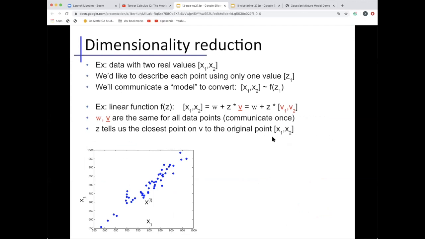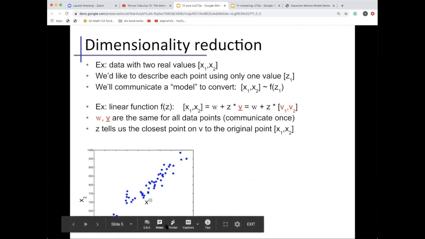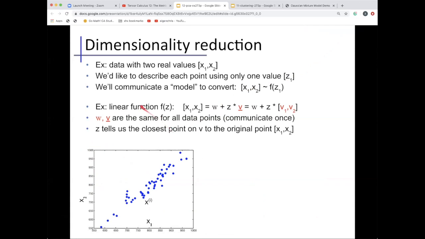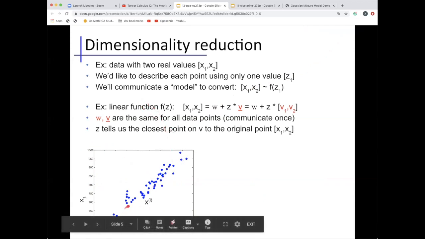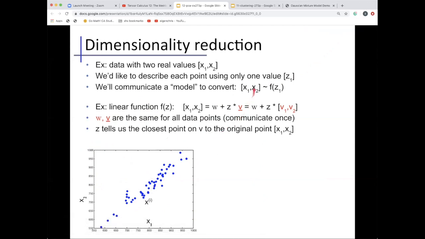So I show one example here. Suppose you look at this data set in a two-dimensional space. You have x1 and x2 here. And now suppose I want to reduce the dimension of the data from 2 to 1 dimension. What should I do? The idea is, is there any way you can describe your data x1, x2 using 1 variable instead of 2 variables? If you are able to do that, you are able to compress your 2-dimensional data into 1-dimensional data. So how do we do this?